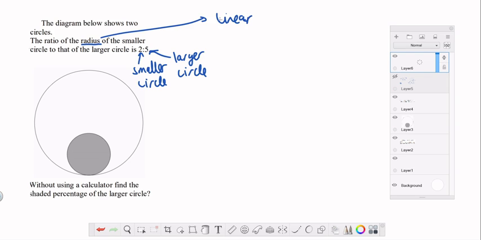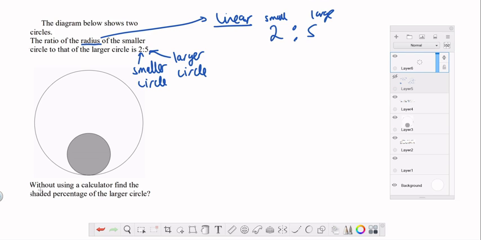A radius is a line. It's not area, it's not volume, it's just a line, it's linear. And that's being represented by 2 to 5. Remember, that one's the smaller, that's the larger one, and that's linear.